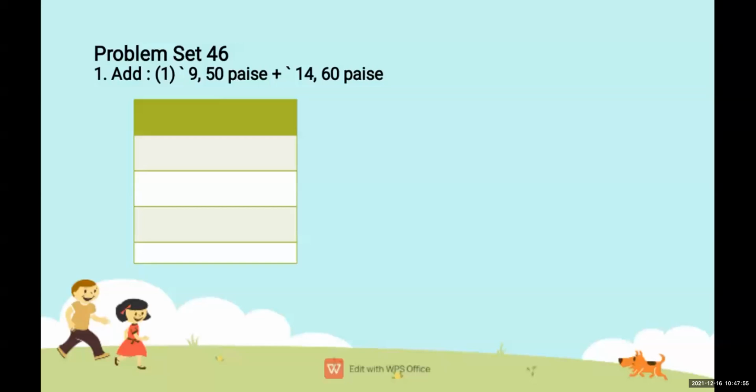Okay, now our problem set 46 will start. The first question is about rupees and paise. Clear? Which unit have we used here? Rupees and paise. Same things will start. We'll make the table of 5 rows, 2 columns, and our units here are rupees and paise. What is our unit here? Rupees and paise. Okay, we'll start with the sum.